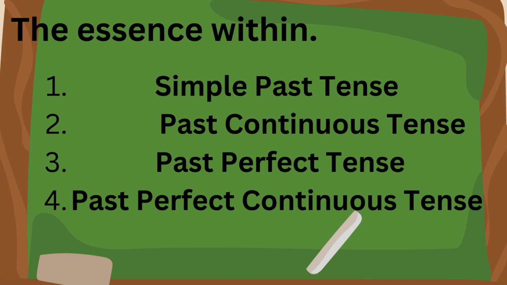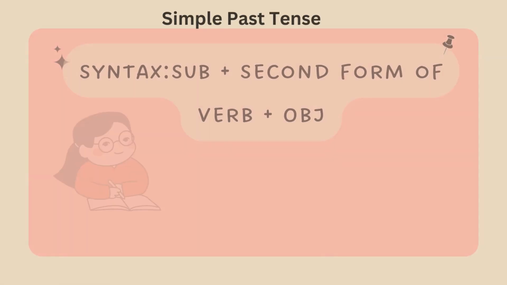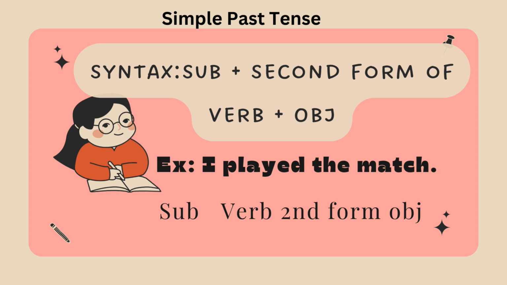Coming to the syntax of the simple past tense: subject plus second form of the verb plus object. This is the simple past tense and it is also simple to learn. I have given an example here: I played the match. Here I is the subject, played is the verb second form, and the match is the object. In this video I am going slow because you have to understand very clearly, so that you can understand in a better way.